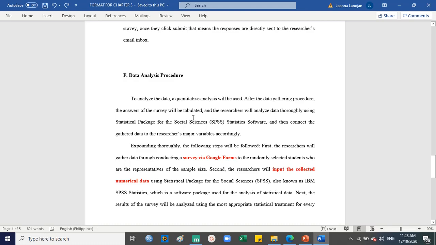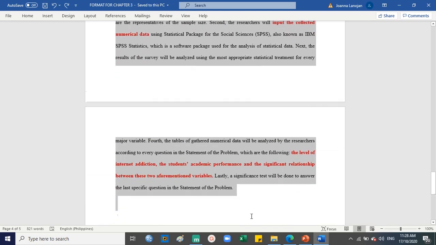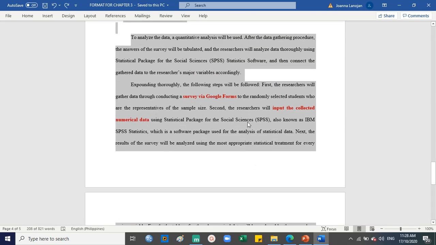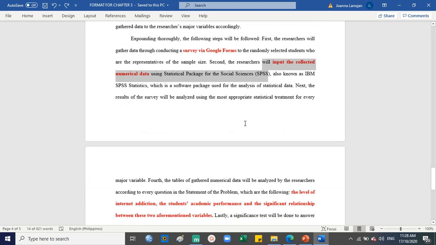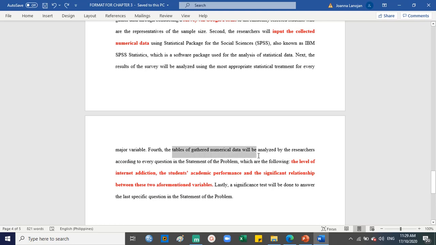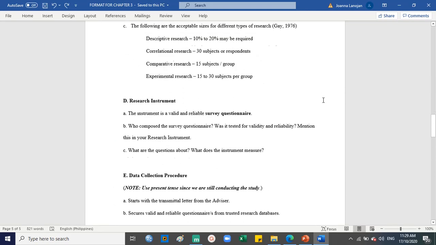Okay, so that's already the discussion of chapter 4. This is how you interpret the data. So that's why this is just a rough draft of the analysis procedure. The important thing is you will know that after I have the data, I can use the SPSS. I will input the numerical data in SPSS so that it will give me the statistics I need to interpret my data. And then you will have the tables of gathered data analyzed according to every SOP. That's very important. And basically that is chapter number 3.